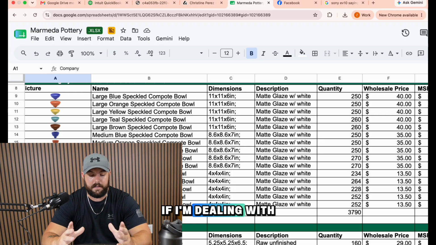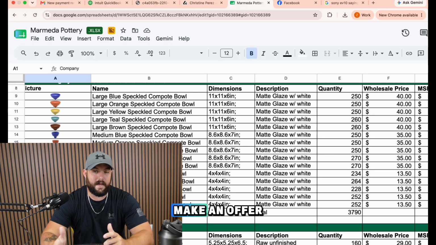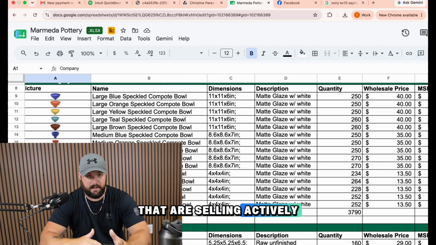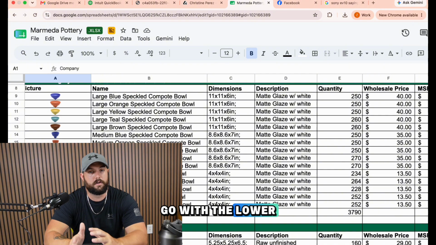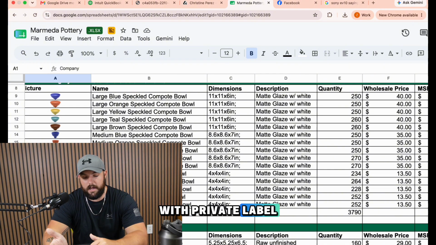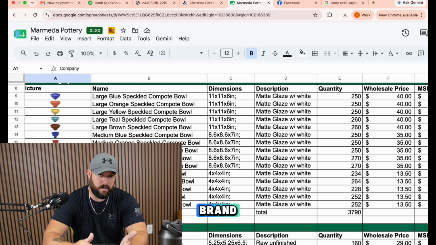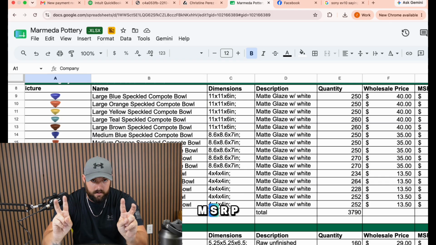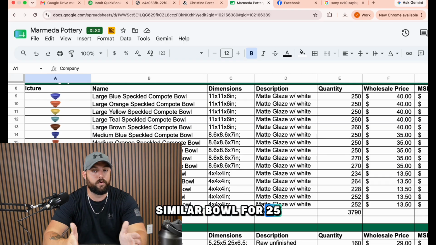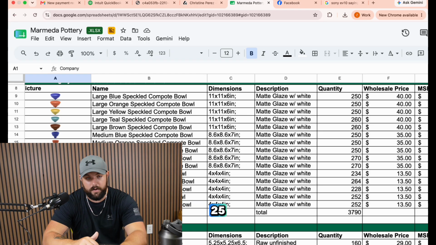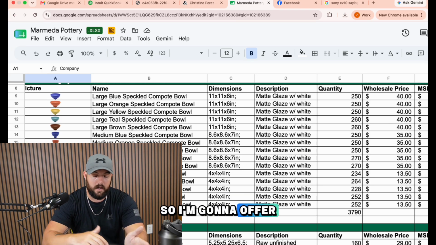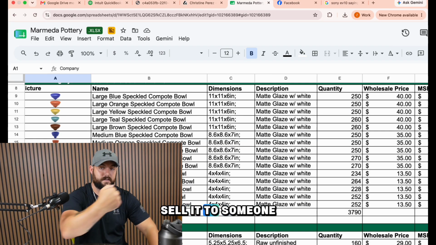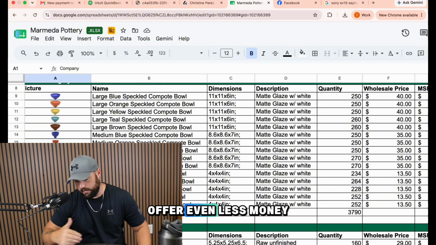If I'm dealing with a private label item and I need to make an offer, what I'll do is go in the market and find similar items that are selling actively, and I usually go with the lower tiered brands. So if we're working with private label, I'm going to go based off Walmart's private label brand. Say this bowl retails for $85. MSRP is $85. Well, Walmart sells a similar bowl for $25. Okay, well, maybe I can get half of 25. That would be 12. So I'm going to offer $5 on that $85 bowl. I'm actually going to offer less because I have to sell it to someone that's then going to resell it. So we have to offer even less money.